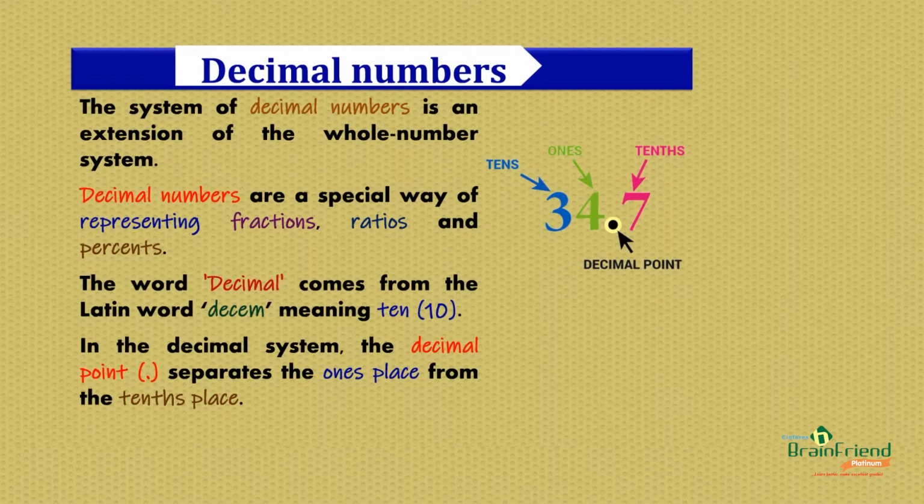Now, let's talk about decimal numbers. Decimal numbers came from whole numbers. Usually, we recognize a decimal number by a decimal point that separates the whole number part from the fractional parts. The word decimal is gotten from a Latin word decim, meaning 10.